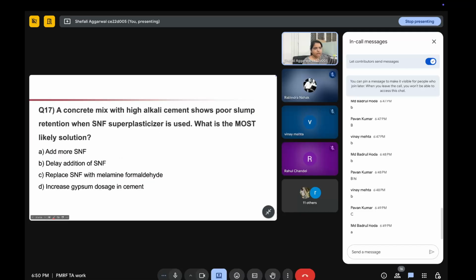Okay. A concrete mix with high alkali cement shows poor slump retention when SNF superplasticizer is used. What is the most likely solution? Adding more SNF, delay addition of SNF, replace SNF with melamine formaldehyde, or increase gypsum dosage in cement? Any idea?